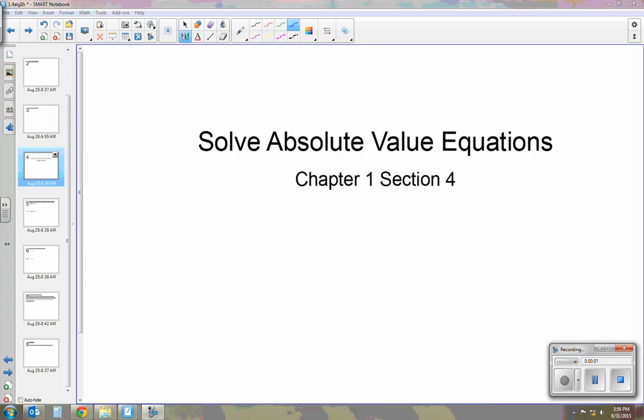Today I'm going to be talking about solving absolute value equations. Now, on your previous night's homework, you actually solved the basic absolute value equations where you set up two different equations equaling a positive and a negative number, and you got two different answers. So we're going to build from that and do a little bit more challenging problems.